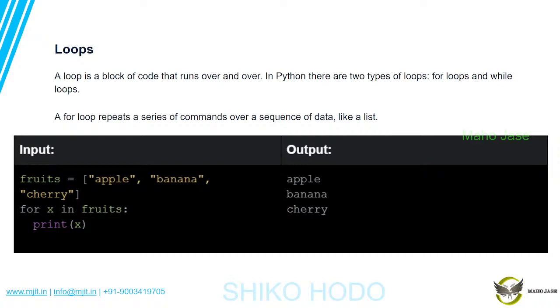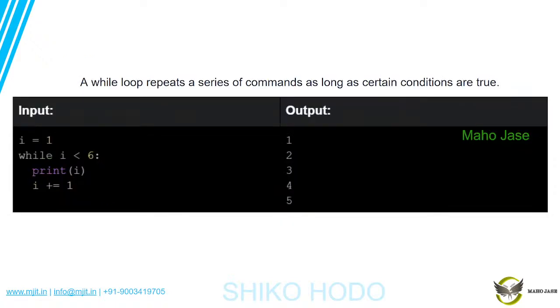A loop is a block of code which runs over and over. So that means it runs for a condition. That means it would move from 1 to 10, it would print 1 to 10. If you want to print ABCD, it would print ABCD. If you want to print apple, banana, cherry, it would print apple, banana, cherry.